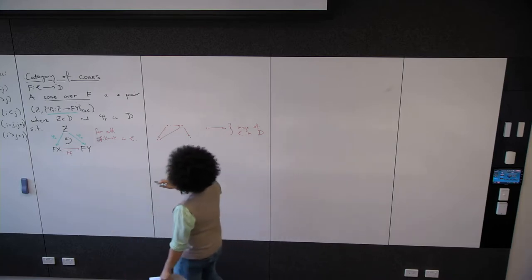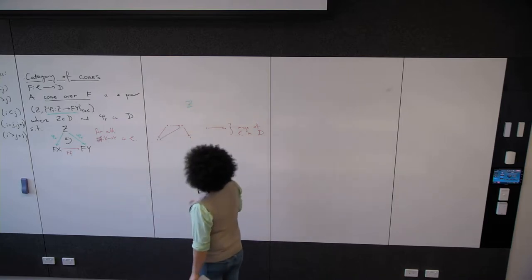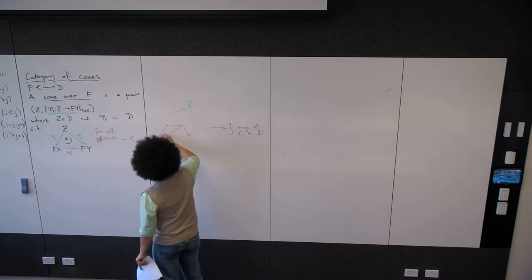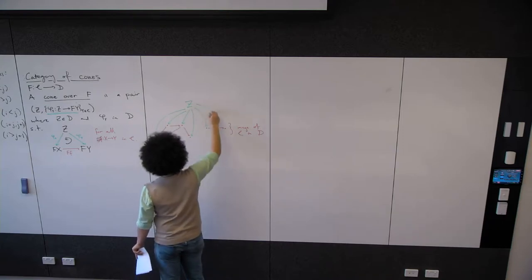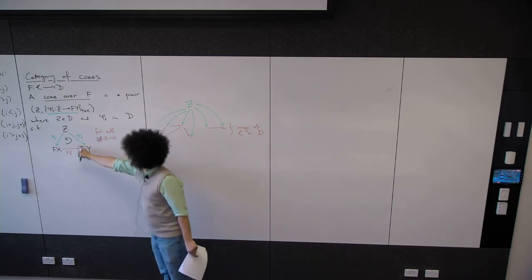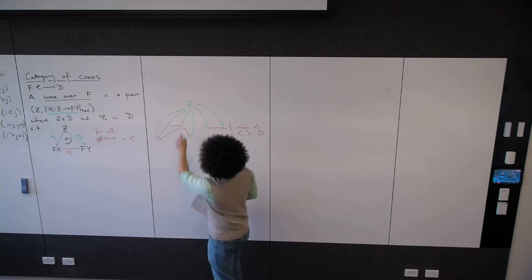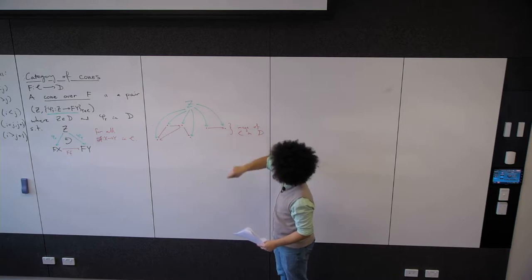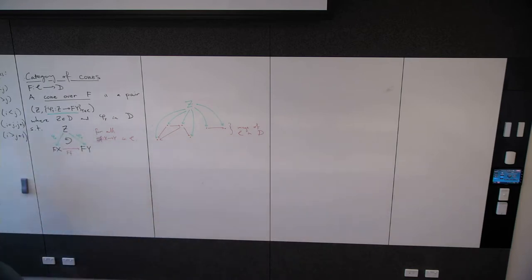Okay, so what do I want for my cone? It's going to have an object that I'm going to call Z. And it has morphisms from Z to the images of objects in C. So it has these. And this condition just says that each triangle that you can make here commutes. So when you pick two of these green legs, if there's a red arrow, then that triangle has to commute. So this is a cone over F, and you can really see that it is like a cone over the image of that functor.